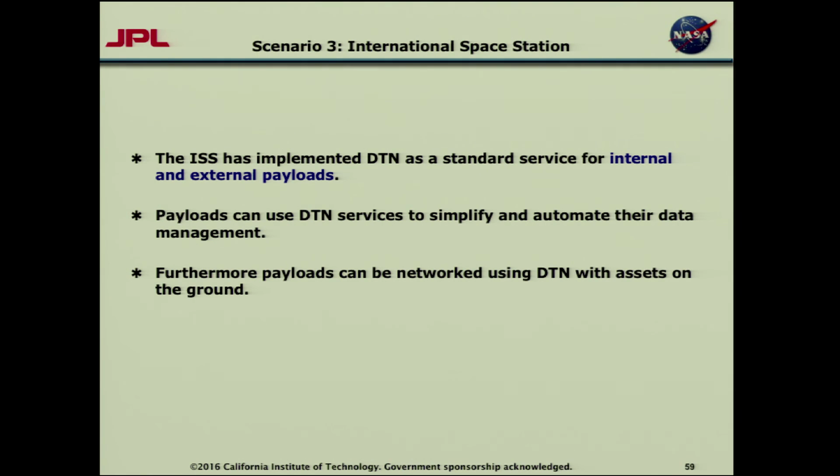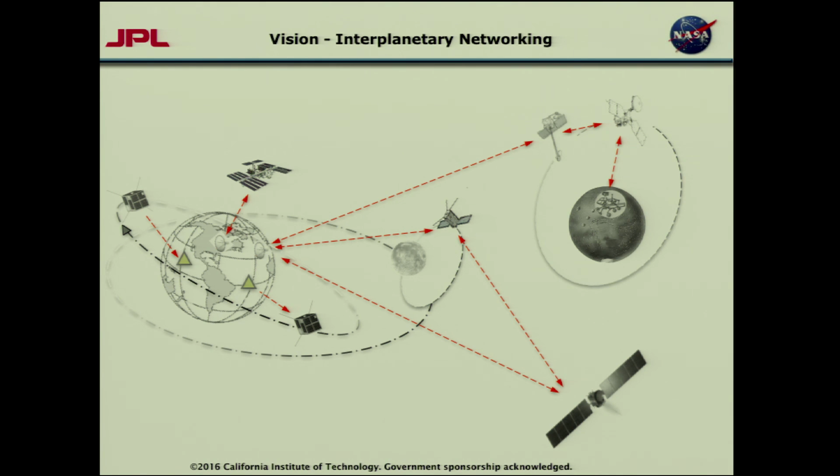The ultimate vision is interplanetary networking, where we can network assets in space and have collaborative science between the various vehicles in space. This is the vision of the internet of space, and one of the things I've been working on for a long time. I can take a few questions at this time.